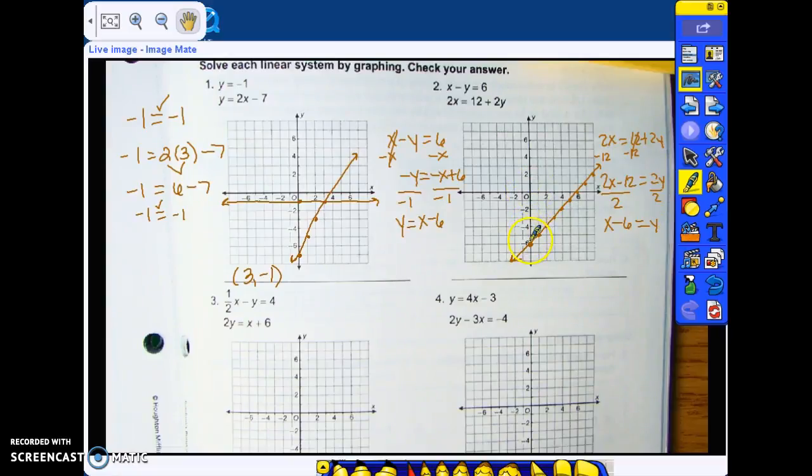I'm going to go down to -6 on the y-axis. My slope is 1. And when I graph this, I see that my answer is infinitely many solutions, which means that no matter which point on the graph I plug in, it will be a true solution for both equations. All right, number 3.